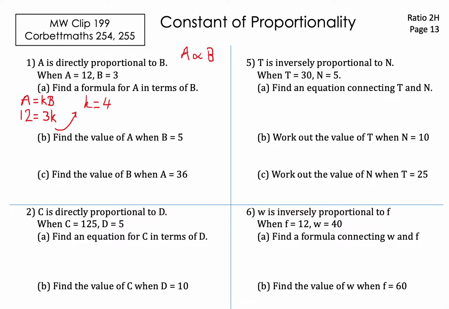Now that is a constant. We've just found what the constant of proportionality is here. We're going to go back to this general formula. We're going to use A and B again because those are variables, but instead of k we're going to use 4 because that's a constant. And there's our answer to part A. We can now use that formula for parts B and C.